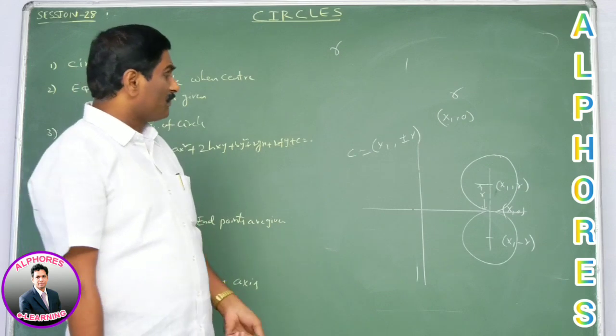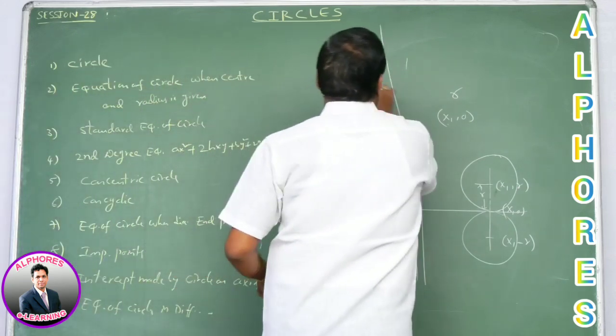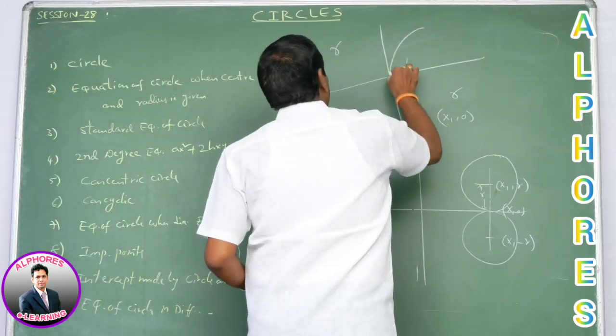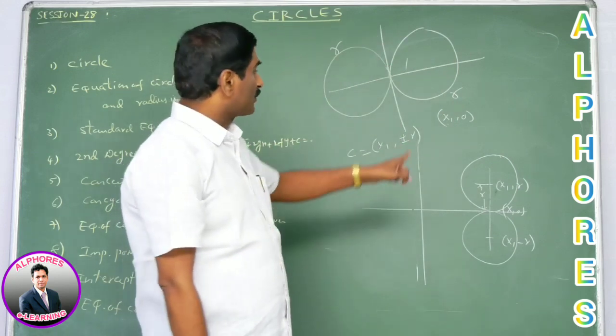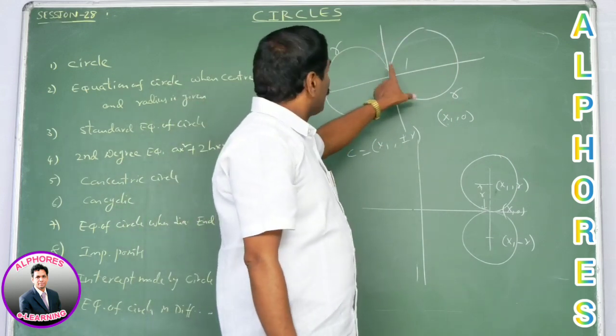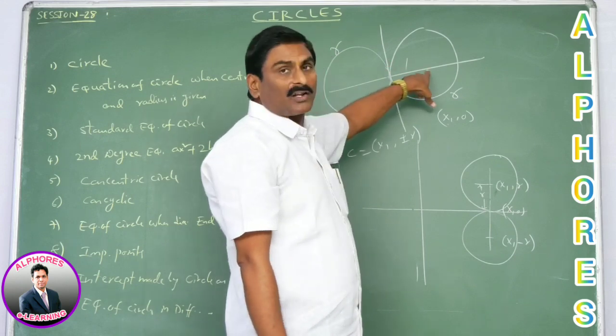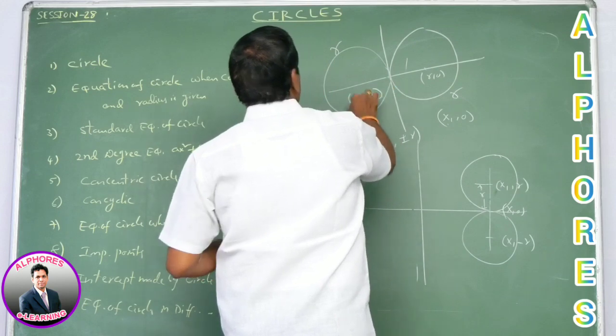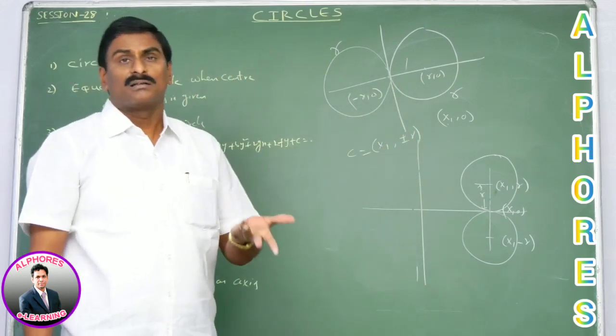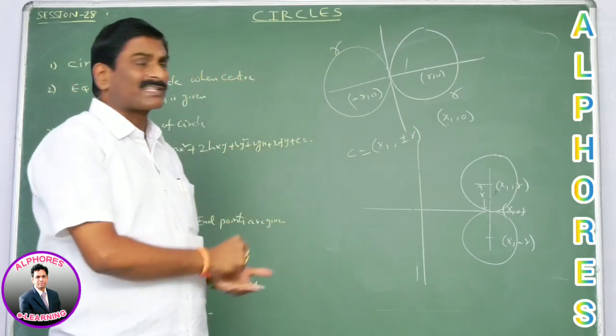Okay. If the circle passes through the origin and the center lies on the x-axis, in this way or this way, the circle passes through the origin and touches the y-axis. That means the center of the circle is (r, 0) or (minus r, 0). The radius of the circle is r. So we get the equation of the circle. In the same way for the y-axis also.